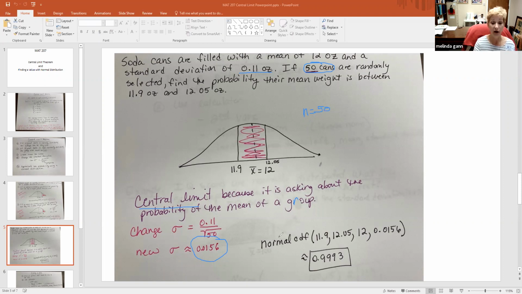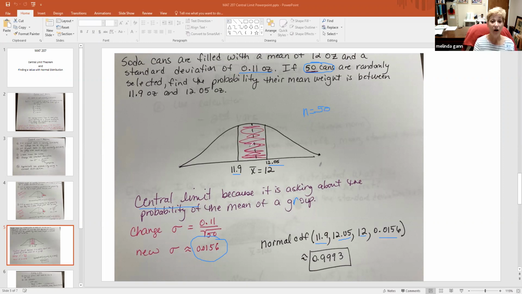So I go to the calculator, normal CDF. Remember, left end point, there it is. Right end point, there it is. My mean is the same. But my standard deviation, I did not use this 0.11. I used that 0.0156. And I got 0.9993.